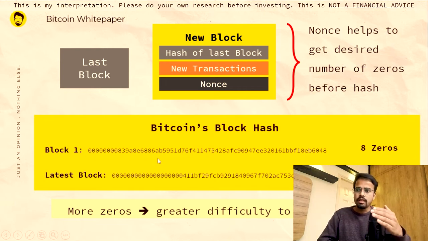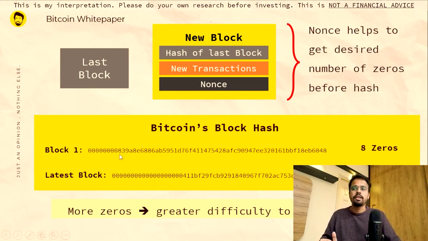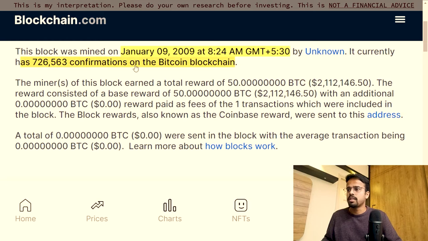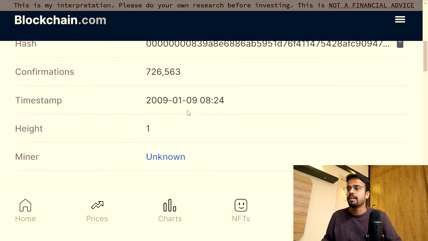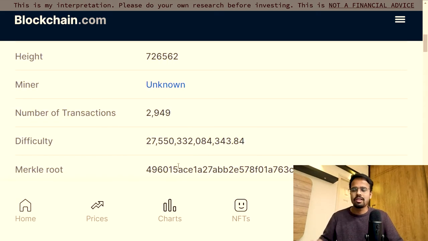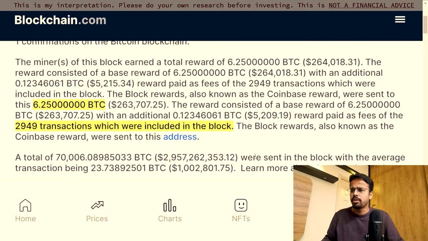In order to find one additional zero, the difficulty increases exponentially. It's not like linearly increasing difficulty. For example, the first block, mined in 2009, had a difficulty level of 1. This is some term, just think of 1. So the current difficulty is 27,550 trillion something, and it will keep on increasing.